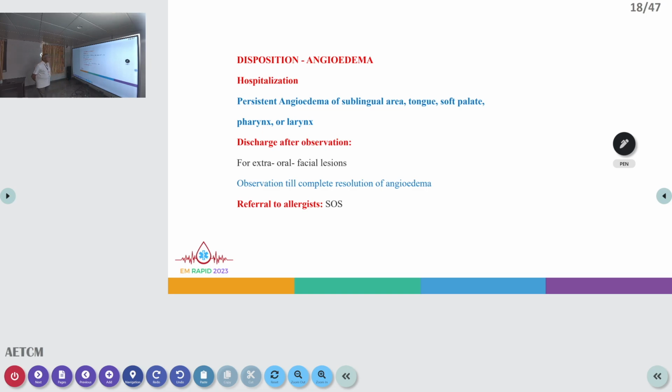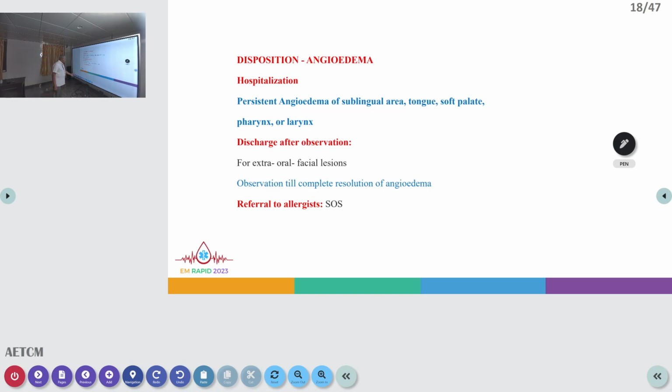Now the disposition of angioedema: certain patients need definite hospitalization. Those with persistent angioedema of the sublingual area, tongue, soft palate, pharynx and larynx, we have to hospitalize the patient. Sometimes they may need ICU care also. Otherwise, discharge after observation. This can be done when there are extraoral facial lesions. We have to observe the patient till the complete resolution of the angioedema.